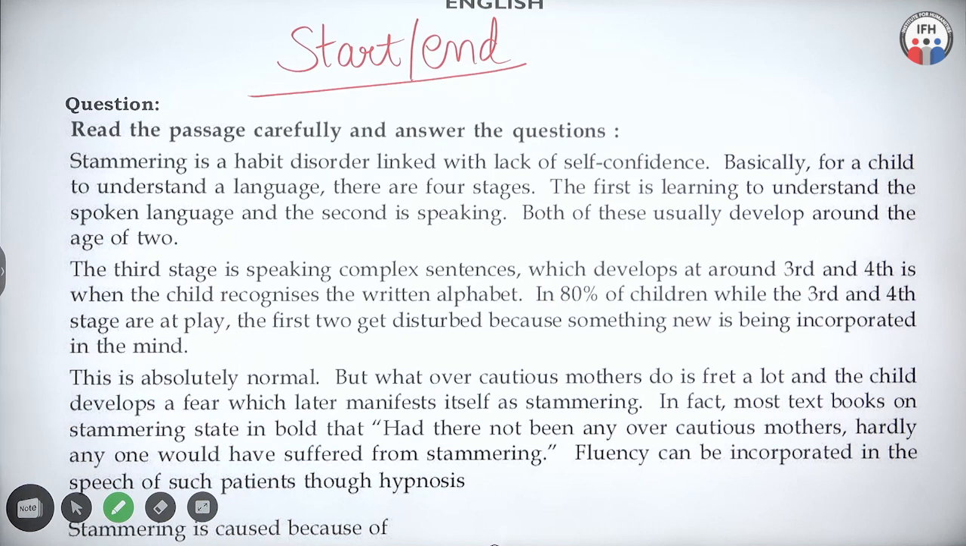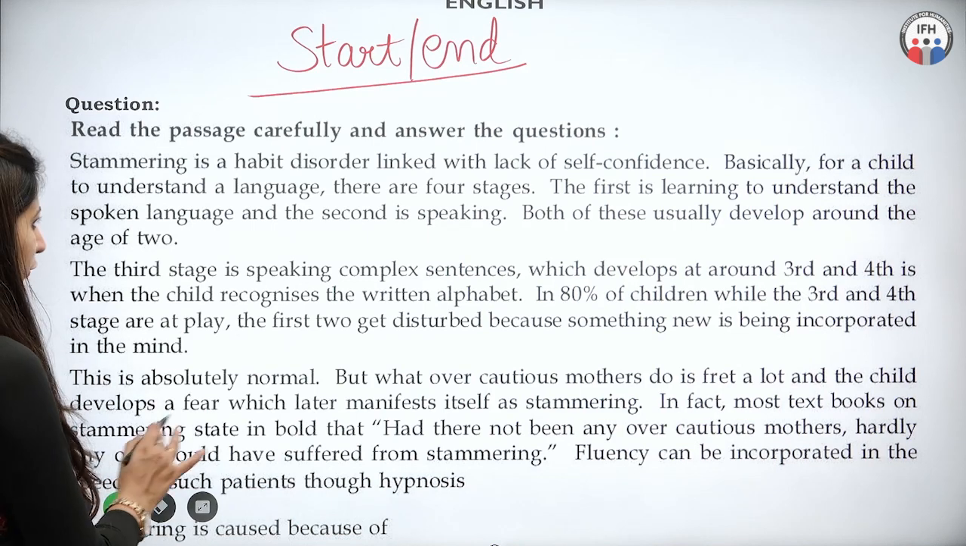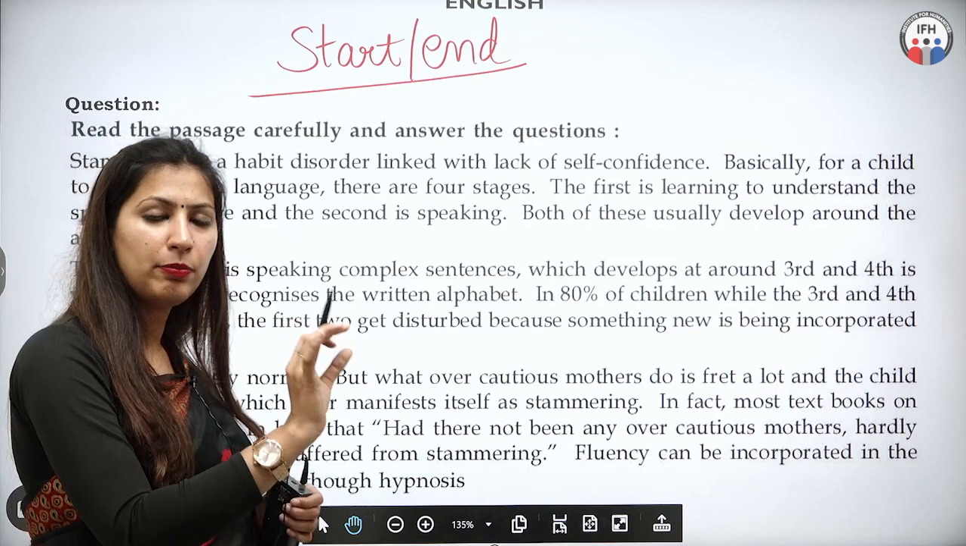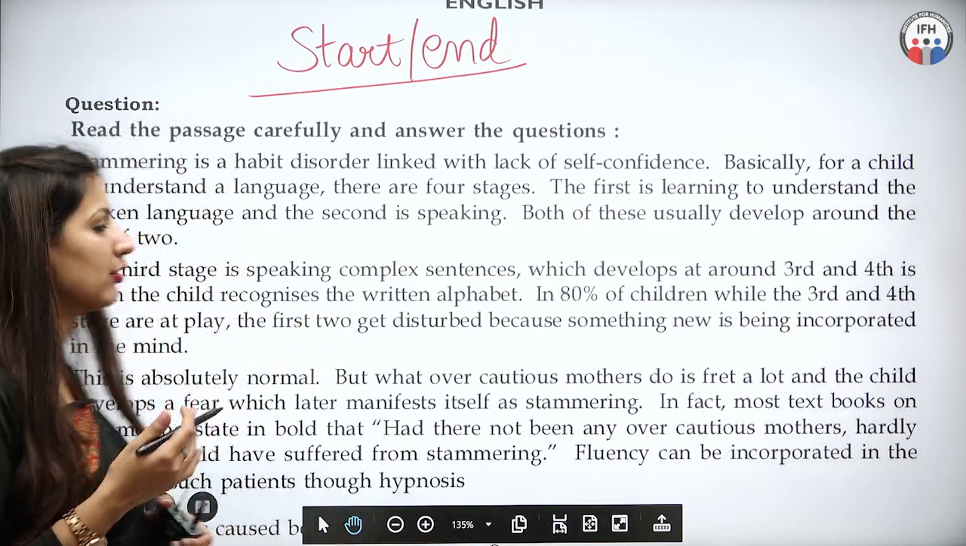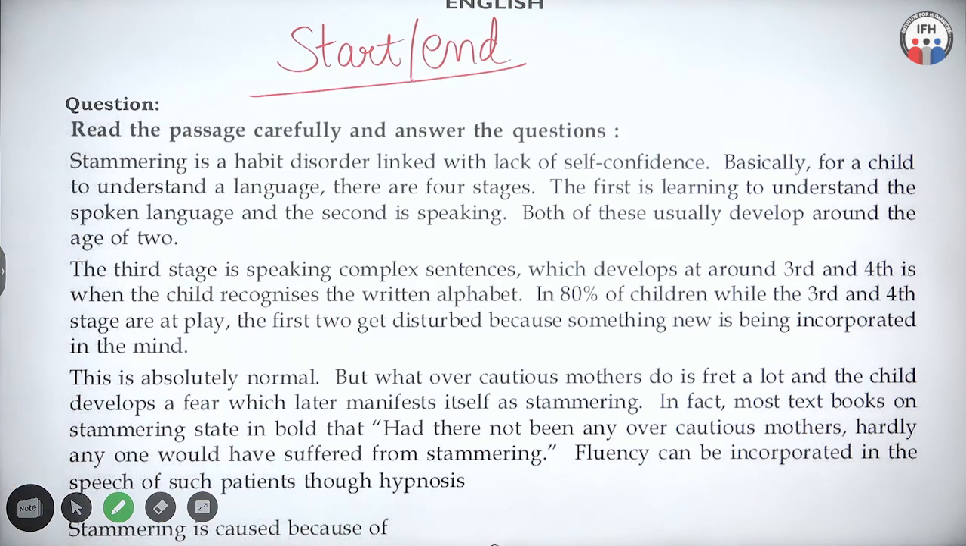Basically, for a child to understand a language, there are 4 stages. The first is learning to understand the spoken language, and the second is speaking. Both of these usually develop around the age of 2. Now, since we are dealing with a rather long passage, we need to stop to analyze it. The third stage is speaking complex sentences, which develops around the 3rd and 4th year, when the child recognizes the written alphabet.